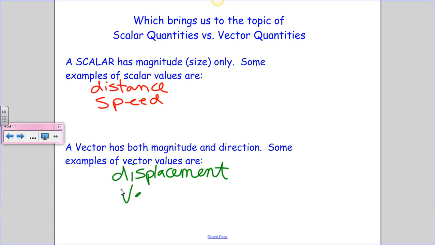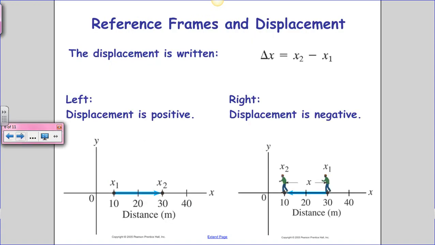Another one is velocity. Velocity and speed are not exactly the same thing. They are a measurement of how quickly something is moving or how slow something is moving, depending on your reference frame. But it does matter if you're going forward or back, whatever convention you choose for that to be. So displacement is a vector.